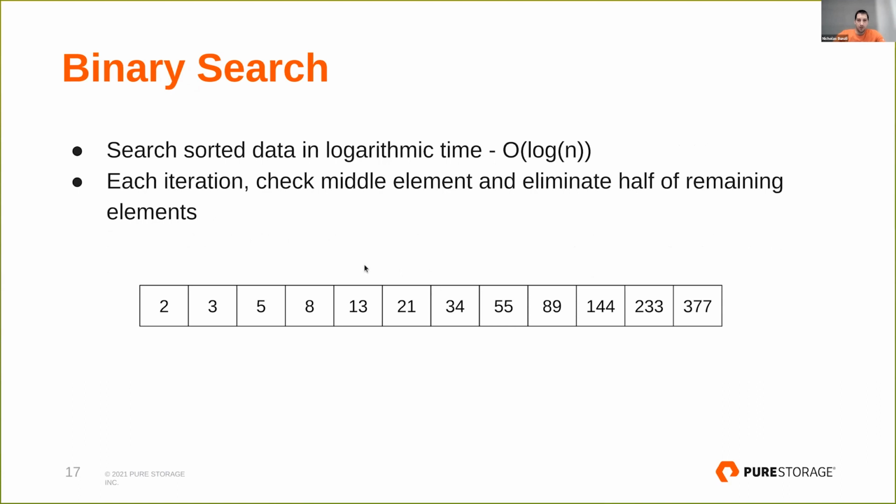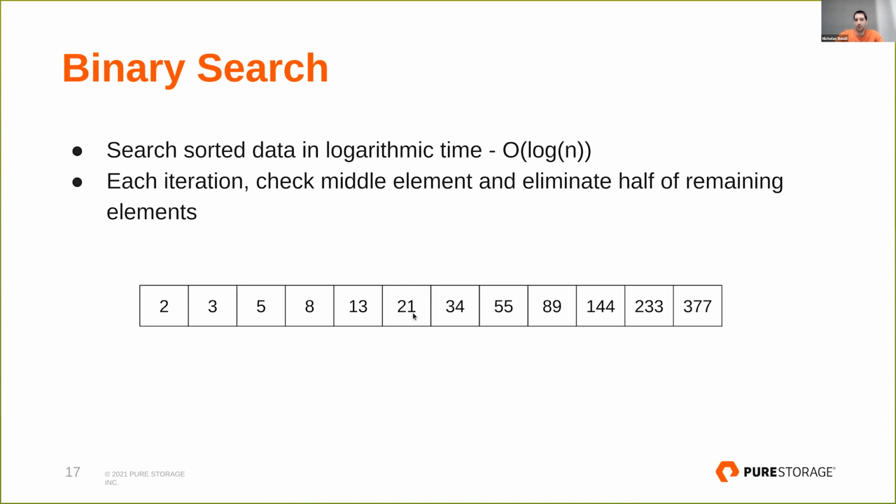Quick description, if you're not familiar with binary search, the idea is that if your data is sorted and if you're looking for a certain element, you can eliminate half of the elements in each round based on looking at the middle element. So for example, if you're searching for, let's say 2, you can look at the middle element, which is 21, and you can say, okay, 21 is bigger than 2.